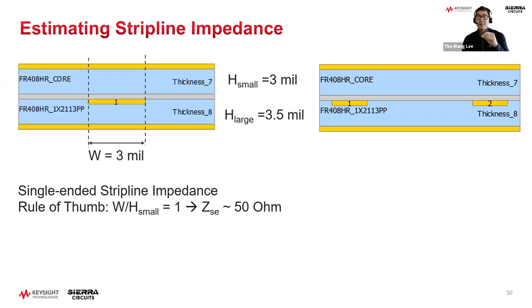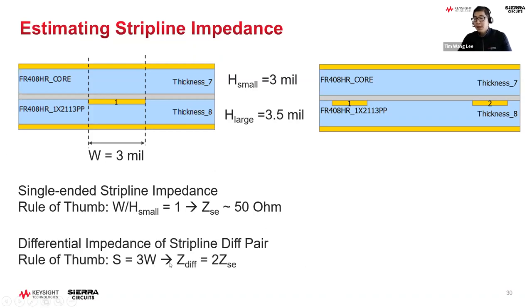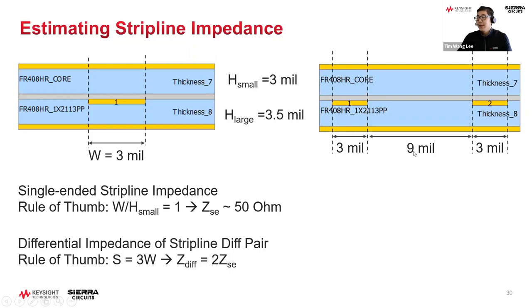If you have an impedance controlled stack up, you will see that when you have an inner layer, you take the width of the trace over the height of the smaller height, and the single ended impedance is going to be about 50 ohms. The 50 ohm line is going to have that ratio. Similarly, if the spacing is three times the trace width, like I'm showing here on the right, the impedance is going to be about 100 ohms if they're uncoupled.